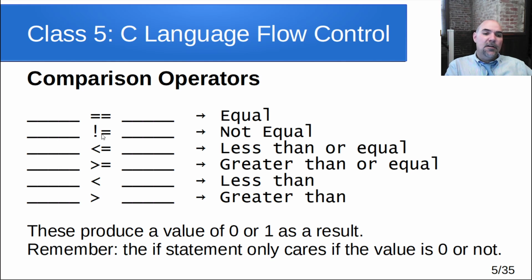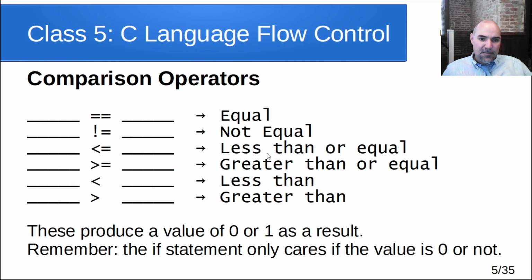And those are listed here. So they always will separate two things that you're comparing. Is this variable equal to this value, or is this expression equal to this one? So we have equal, not equal, less than or equal, greater than or equal, less than, and greater than. Typical comparison operators, similar to other languages.